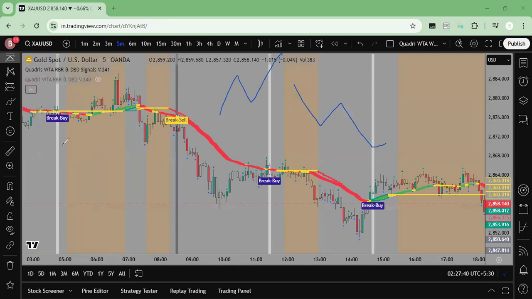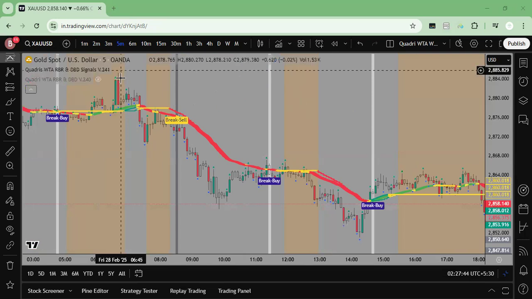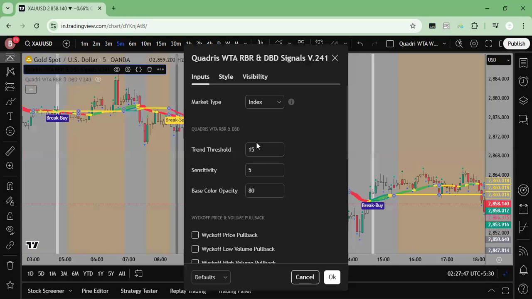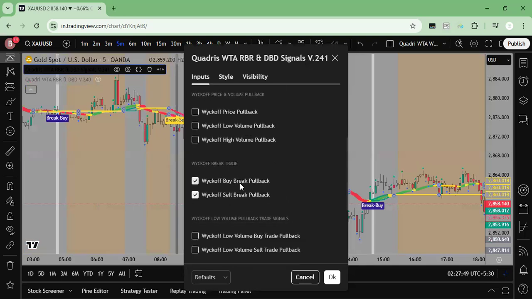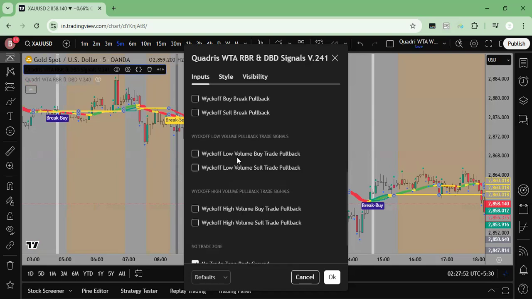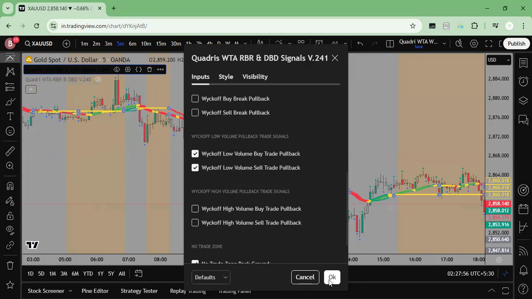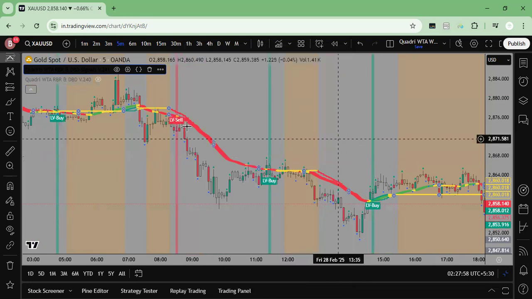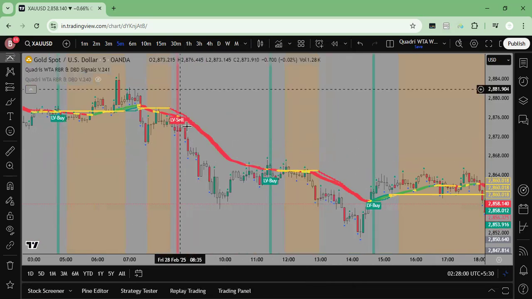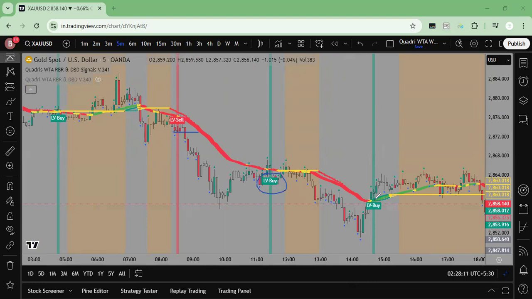After that, if you look for another kind of trade, that is break, pullback, and then low volume buy and sell, trade the pullback. Whenever there is a drop, we are expecting price to go downwards. So this is a low volume. LV sell means low volume supply. LV buy means low volume buy.